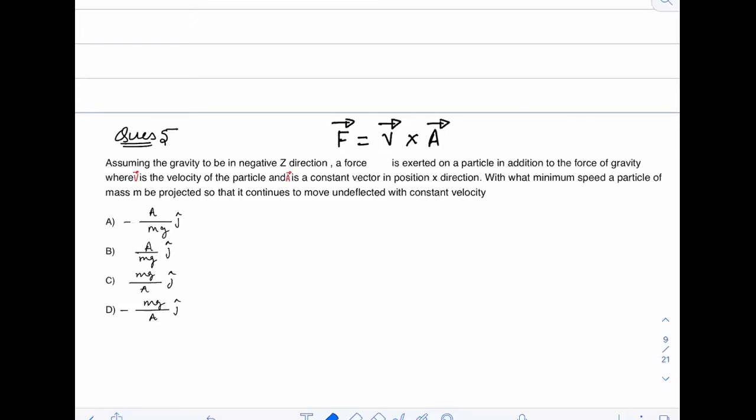So you have to focus on this term, constant velocity. If we have a constant velocity, the particle must have net force 0. So what is the correct option for this?